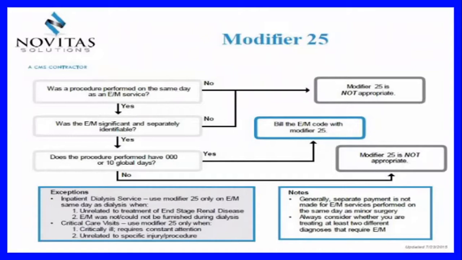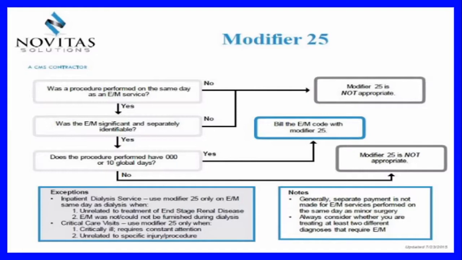So these are the questions that you could ask yourself. Was the procedure performed on the same day as an E&M service? So if your answer is no, Modifier 25 is not appropriate. So you see that little arrow over? If your answer is yes, was the E&M significant and separately identifiable? You would say yes. Does the procedure performed have a 0 or 10-day global? And usually it's no. But or yes, it does. But that gives you an idea of why you would use a Modifier 25.